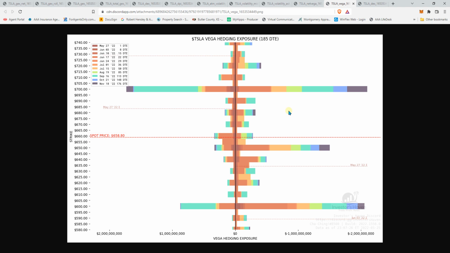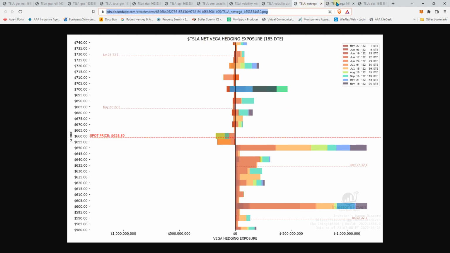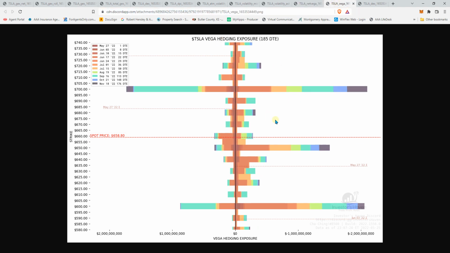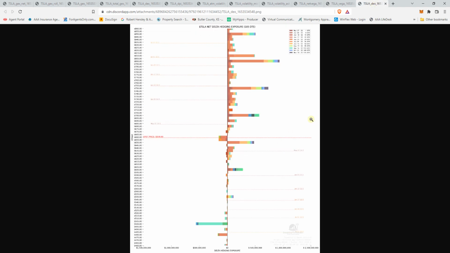Same thing here. This is going to be the Vega hedging exposure. This was the net, and so here's the total. So again, you see those big levels. Maybe this is why Tesla was coming down again. And then there's the delta hedging, net delta. So again, this is a chart I'm not exactly sure about yet.